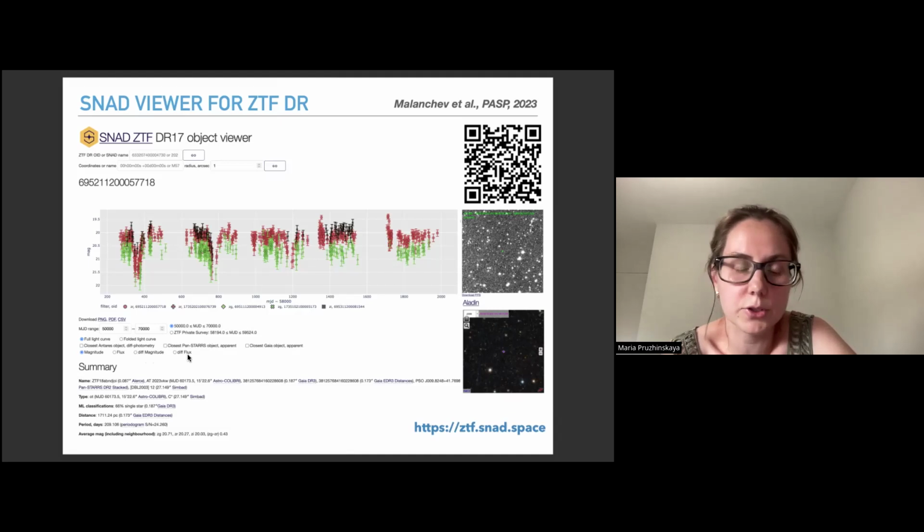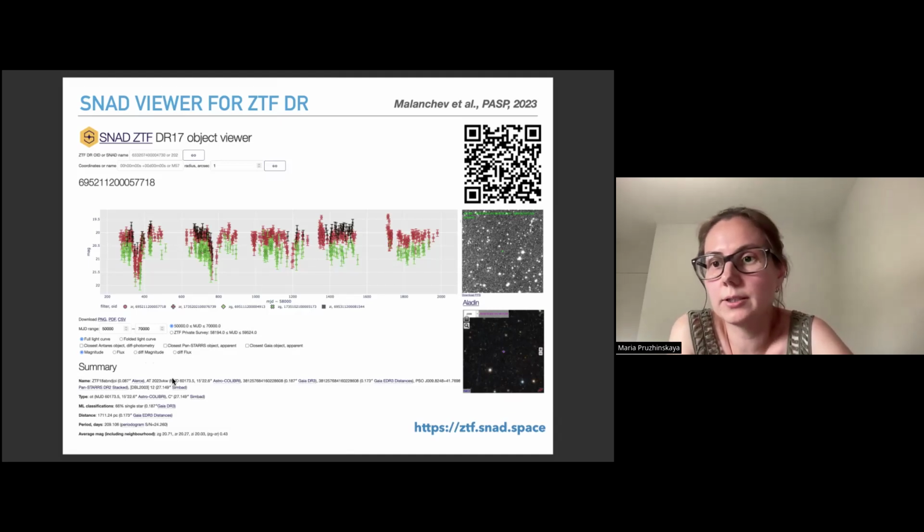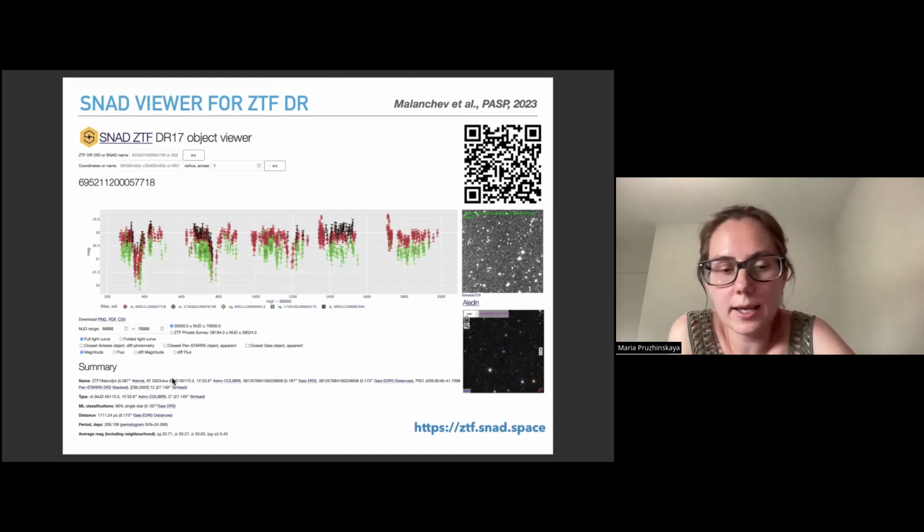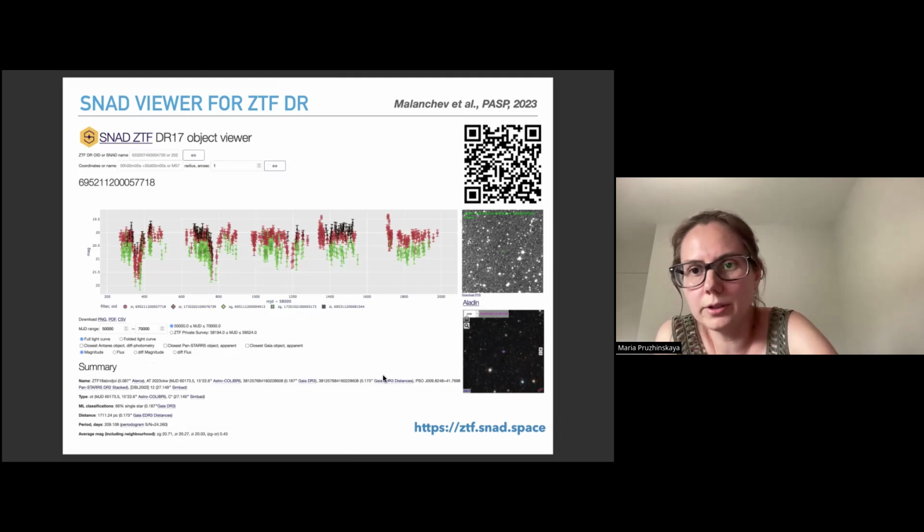if you would like to compare with alert photometry. And well, it's not on the screenshot, but there is a cross-match with many catalogs and databases, including ASAS-SN and VSX for variable stars, TNS, Simbad, VizieR, the General Catalogue of Variable Stars, Gaia, and many different others. So it is a very useful tool to work with ZTF light curves.